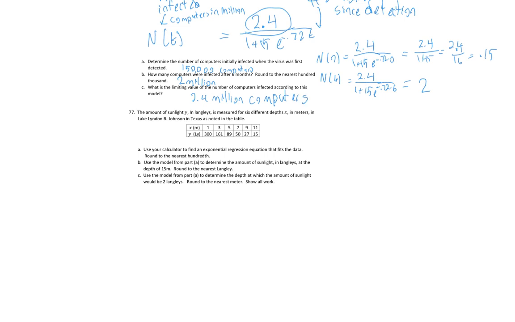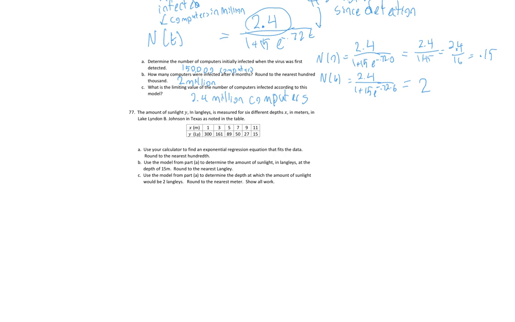Now for 77, this is our last one. We've made it. The amount of sunlight, y, in Langleys is measured for 6 different depths, x, in Lake Lyndon B. Johnson, Texas, as noted in the table. So we use our calculator to find the exponential regression equation that fits the data. I'm going to put this into my calculator. We go to stat, edit, and we can change our list. After I get my data in the table, I go to stat again, I go to calc, which is just to the right arrow, and go down a little bit, it's going to be ExpReg, I believe number 0 on the list.